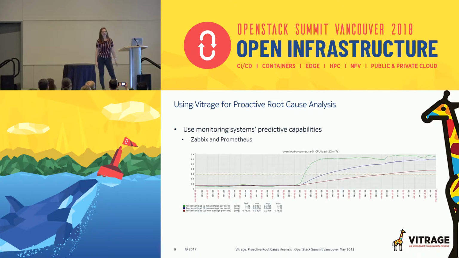Furthermore, we can use the capabilities of monitoring systems like Zabbix and Prometheus, and others, that have features of predictive actions. Both Zabbix and Prometheus have predictive alarms that are based on linear regression, and we can use them also in Vitrage. And you can see it in the demo in a few slides.